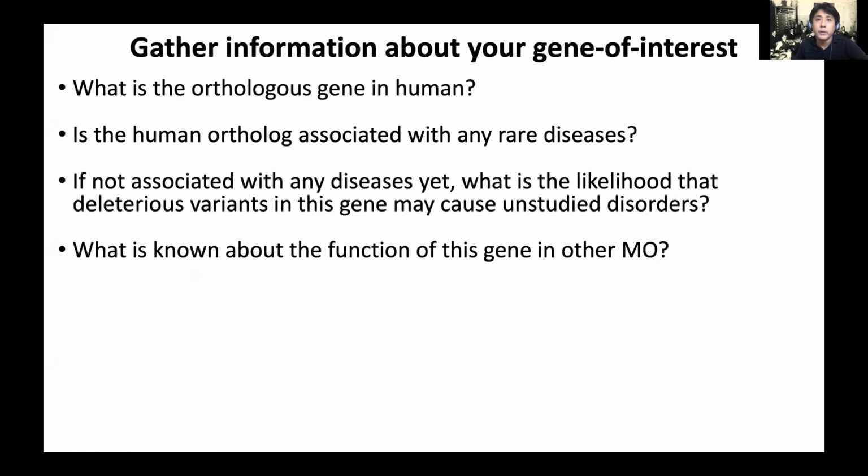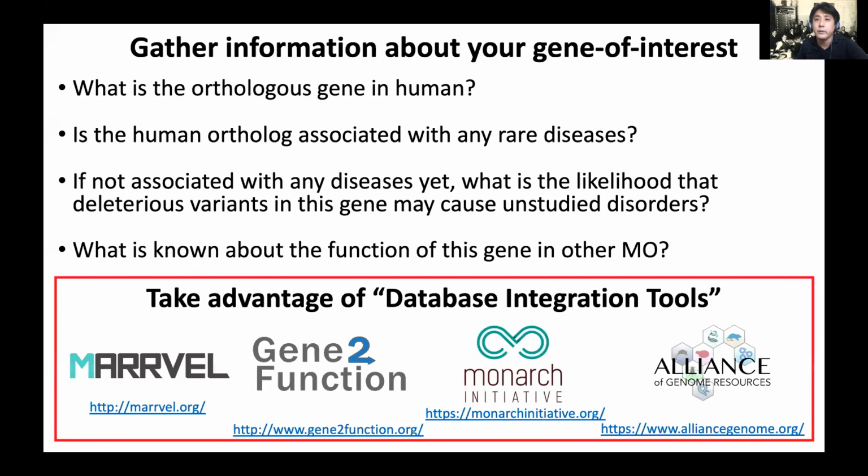You also want to know what is known about this gene in other model organisms. To do this effectively, you can take advantage of different database integration tools that combine many different kinds of information from multiple data sources. Tools including Marvel, Gene2Function, Monarch Initiative, and Alliance of Genome Resources are particularly useful for this purpose, and these websites are all complementary to one another.